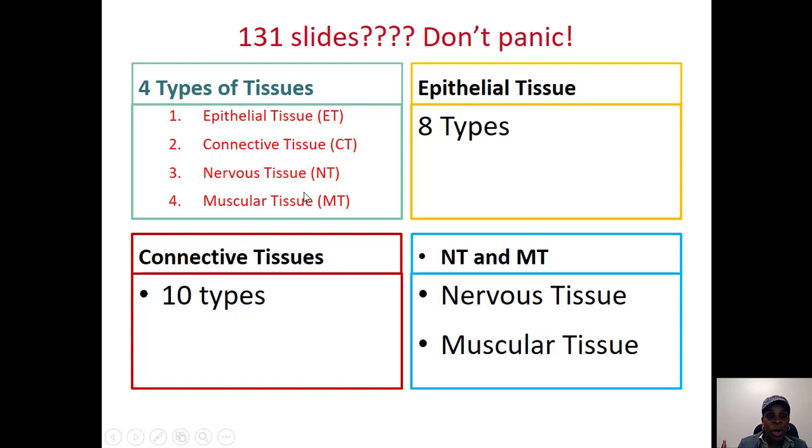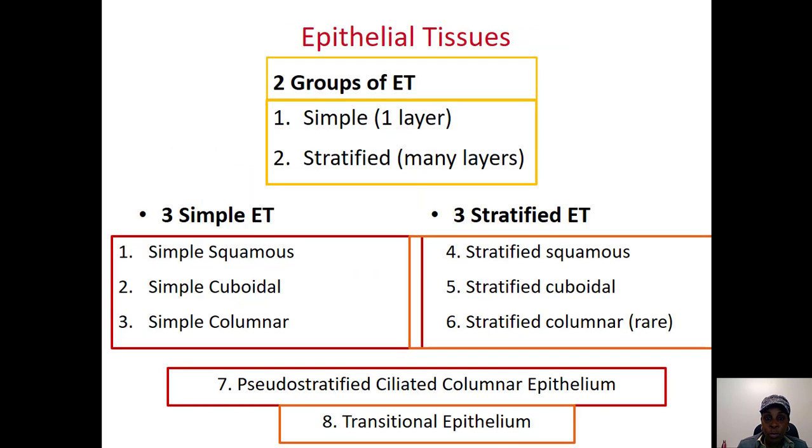In this video, I'll talk about 4 types of tissues: epithelial tissues, connective tissues, nervous tissues, and muscular tissues or muscle tissues. Now, for the epithelial tissues, we'll talk about 8 types. Connective, 10 types. Then we'll talk about nervous tissue and muscular tissues. So if you think about it, the 8 types plus 10 is 18, plus nervous and muscular is 20. So we're learning 20 types of tissues and how do we form them.